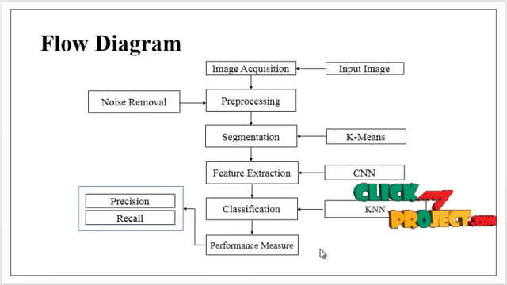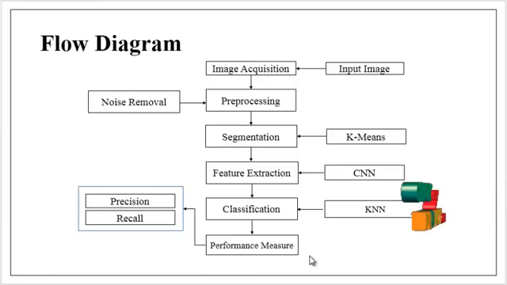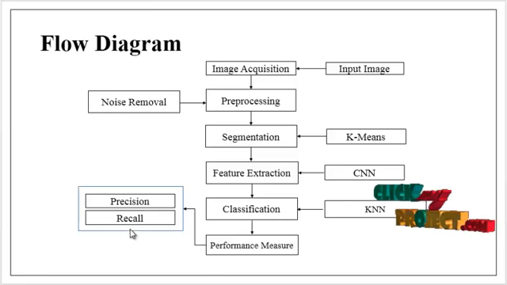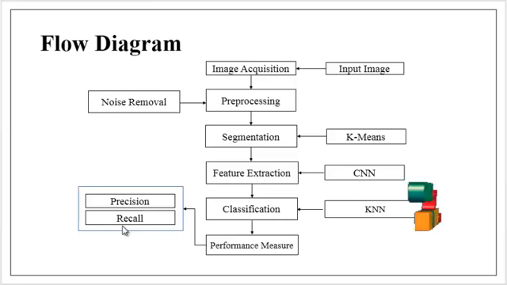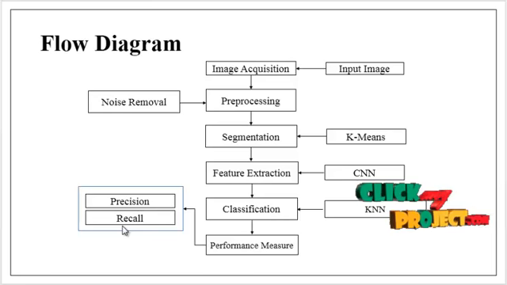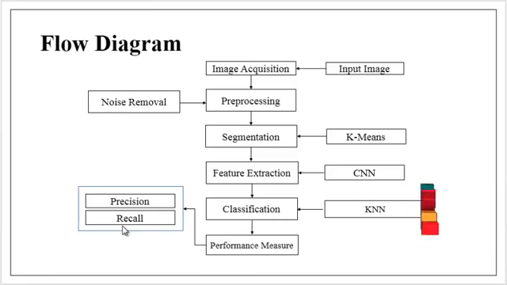The final step of the project is the performance measure. In this performance measure, we have two kinds of performance parameters, that is precision and recall. Other than that, we can find out the accuracy and sensitivity. By using these performance parameters, we can justify whether our process is efficient or not.